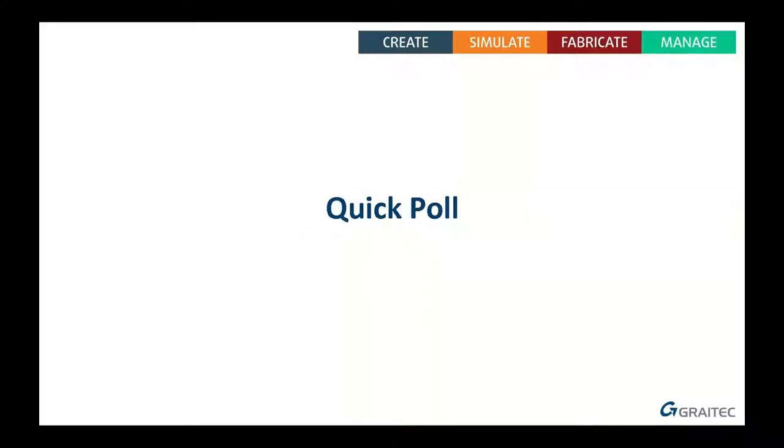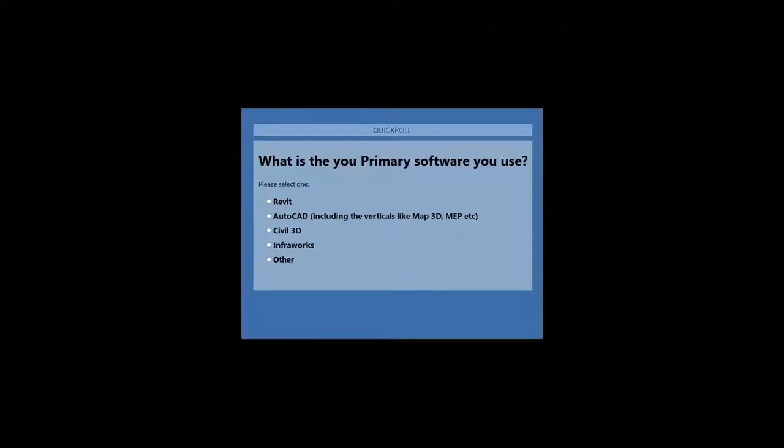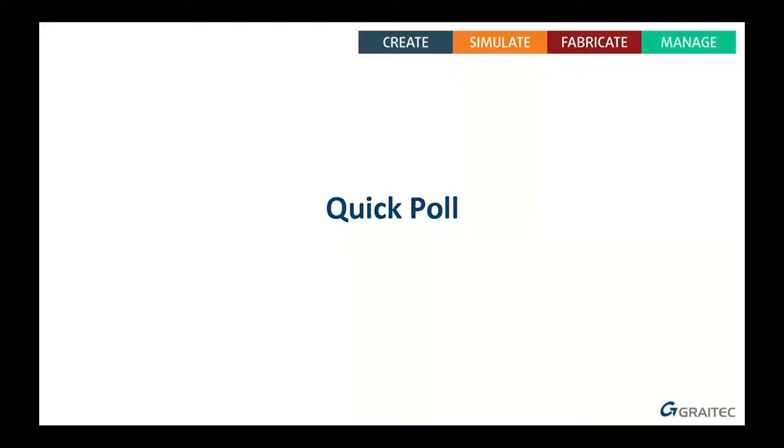Okay, so now we know what you're doing. Which software do you use? What's your primary software? I know we all use lots of different software. What would you consider your primary software? If you use Revit, just tick on that. If you use AutoCAD, that includes the verticals, so things like Map3D, Civil, P&ID, Architecture, stick it in there. Who uses Civil 3D as the primary? Oh, you've almost all voted. Now, that is interesting. Let's close that poll now and share that with you.